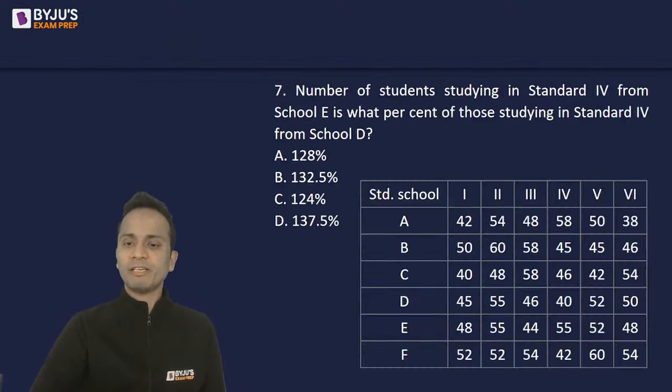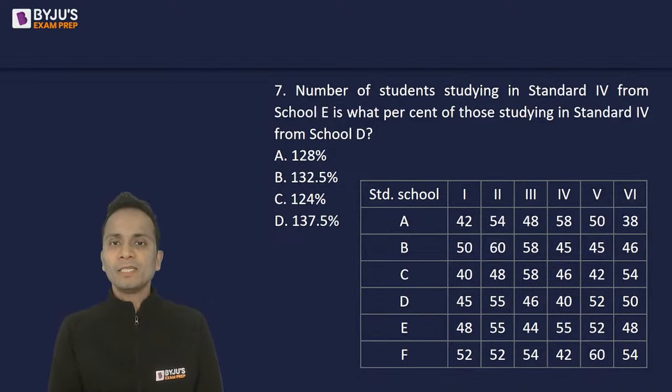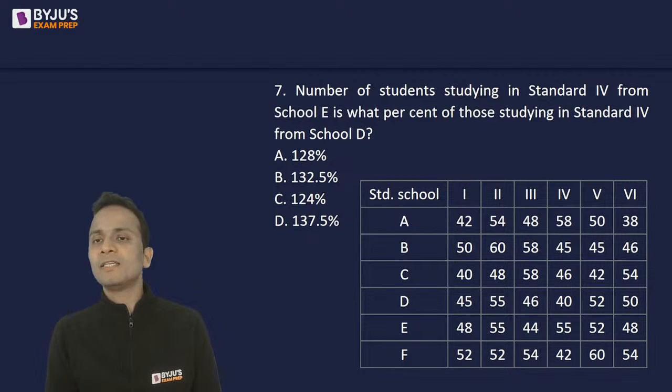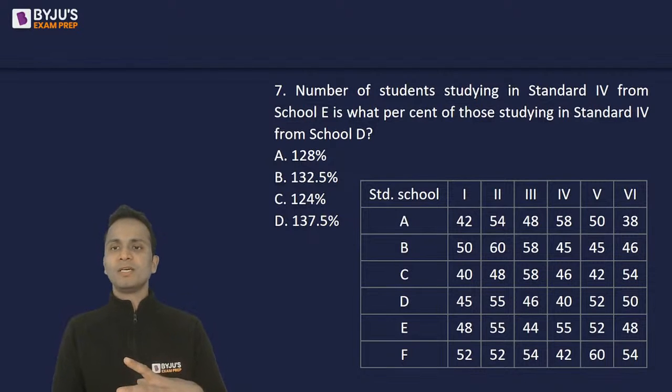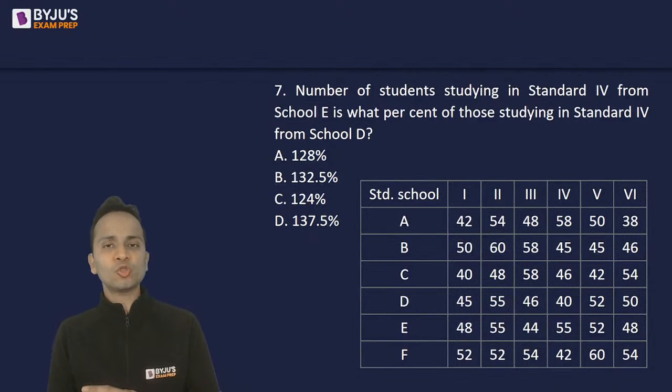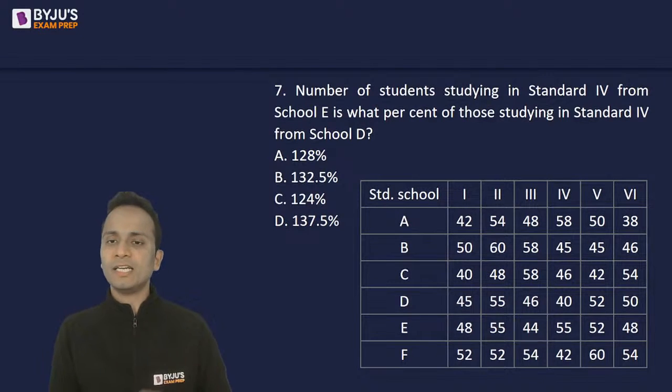Next question, question number 7. Show me the same response, all of you. The number of students studying in standard 4 from school E is what percentage of those studying in standard 4 from school D? So you just have to compare school E and school D, the students who are studying in standard 4.